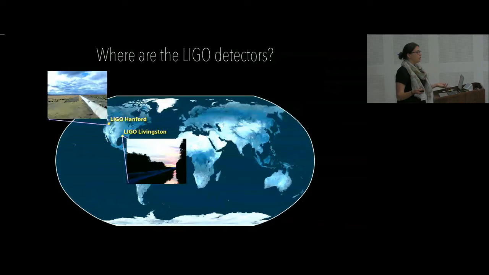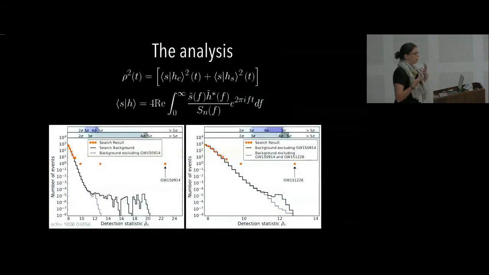So we have two of these extremely complex instruments. They're both in the United States. One is in the desert in Washington, and the other in the swamp in Louisiana. And it's also important to understand more about our analysis to see what's important about how the noise is affecting our ability to make astrophysical detections and statements.